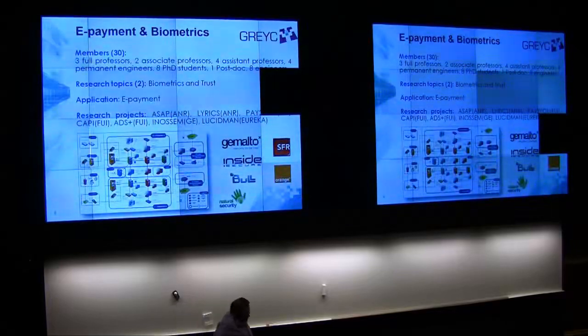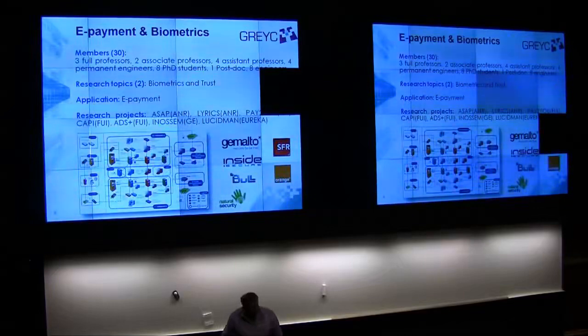We are working on 2 research topics. The first is biometrics, and the second is trust. When we talk about trust, we talk about computer security, security architecture, and also privacy. We are specific because our main application is e-payment, so we have strong links with banks and big companies working in the field of computer security in order to make payment secure. And we are involved in many research projects with big companies. You have some logos on that.